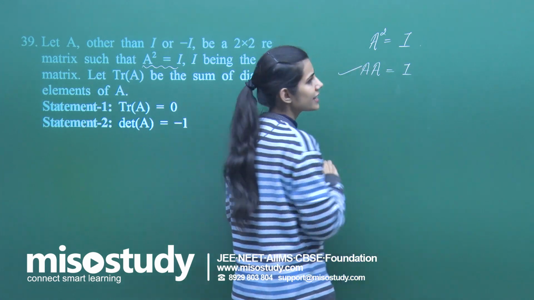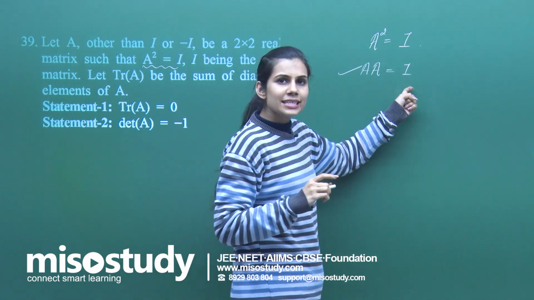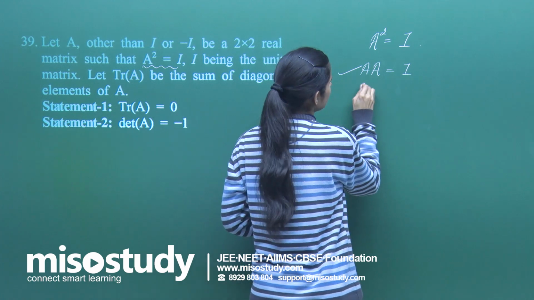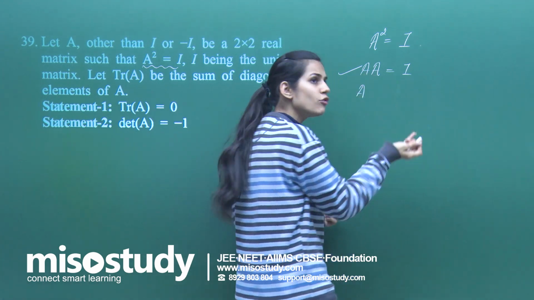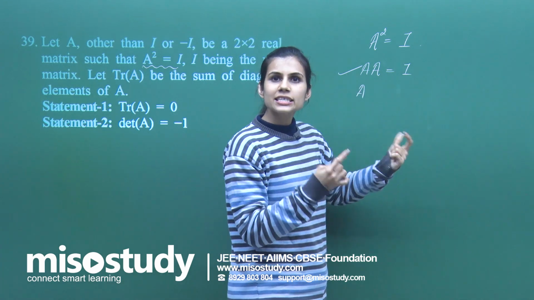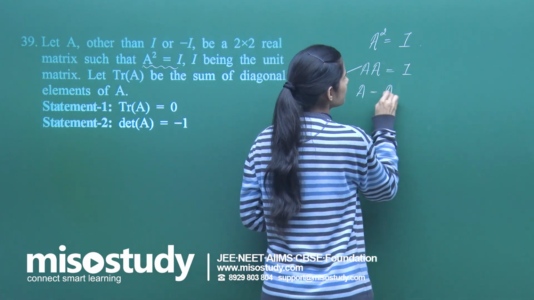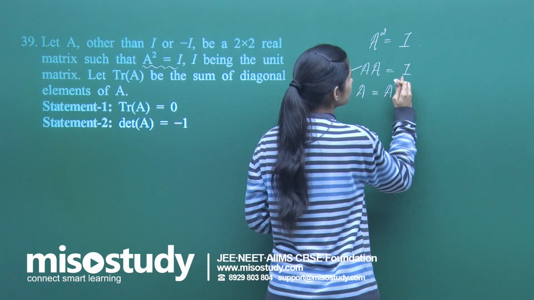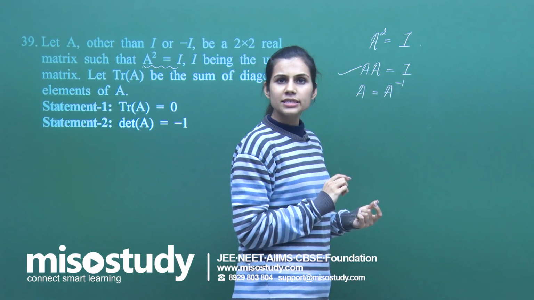So there are two things that I can say. First thing is A into A is I. That means what? That means the inverse of A is A only. A is self-inverse. If A square is identity, it means A is self-inverse. That means A is the same as A inverse. This is the first thing.